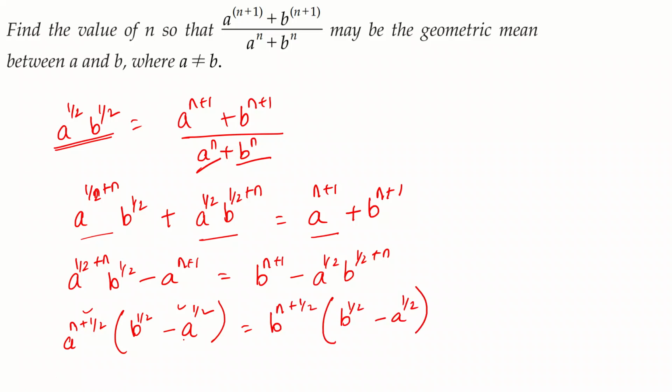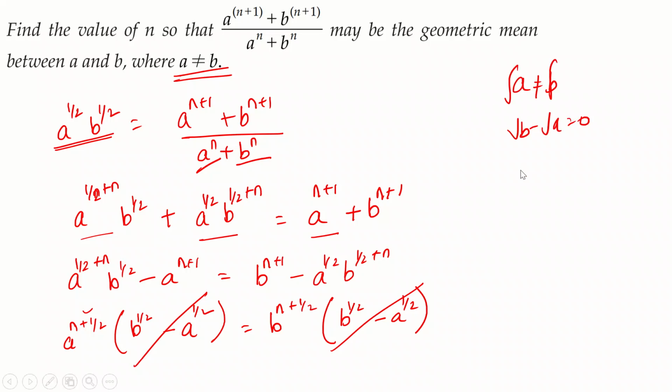Now b^(1/2) minus a^(1/2) is on both sides, and we can cancel it out because we are given that a is not equal to b. If a is not equal to b, then root a cannot be equal to root b, so root b minus root a cannot be equal to 0. So we can cancel it out. Remember what I told you in the very beginning of our classes: whenever you are cancelling something out, make sure that it is not 0. A not equal to b ensures that this quantity is not equal to 0, and hence we can cancel out.